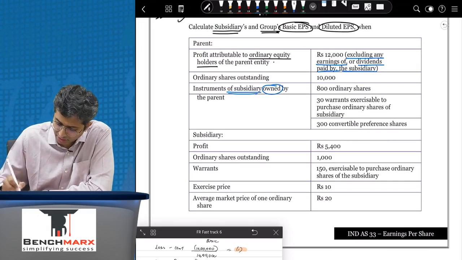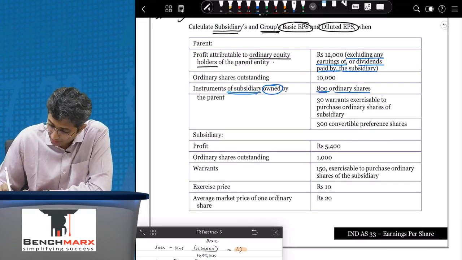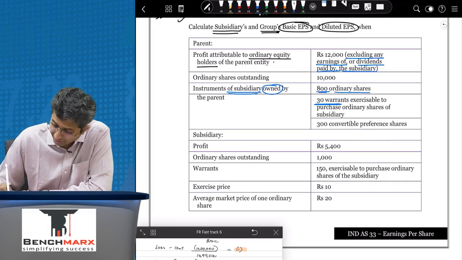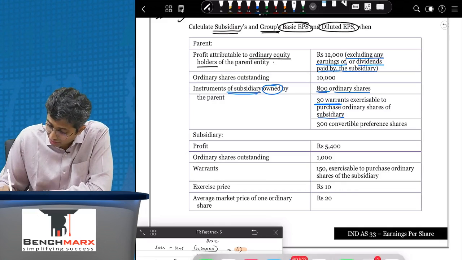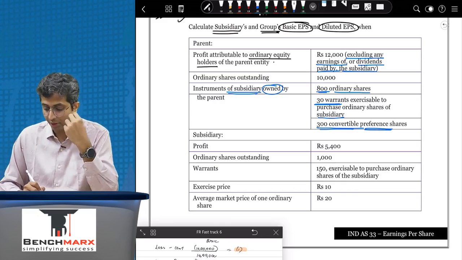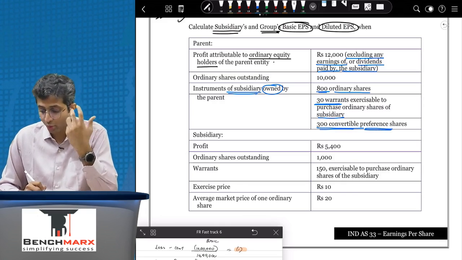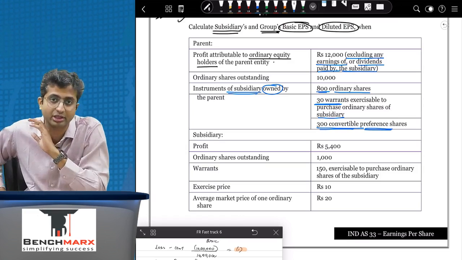Instruments of the subsidiary owned by the parent are, you have 800 ordinary shares of the subsidiary owned by the parent, 30 warrants exercisable to purchase ordinary shares of the subsidiary also owned by the parent, and 300 convertible preference shares. The subsidiary has issued equity shares, it has also issued warrants, it has also issued convertible preference shares, and unfortunately for you, you are holding all the three.